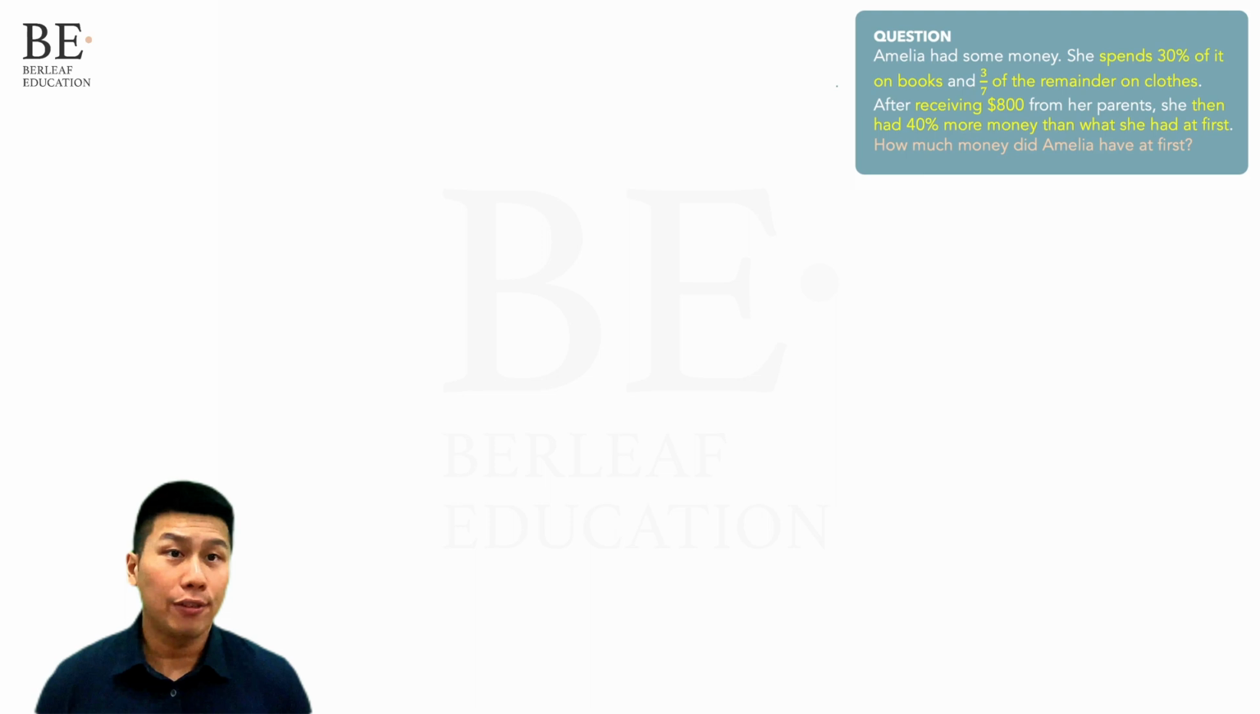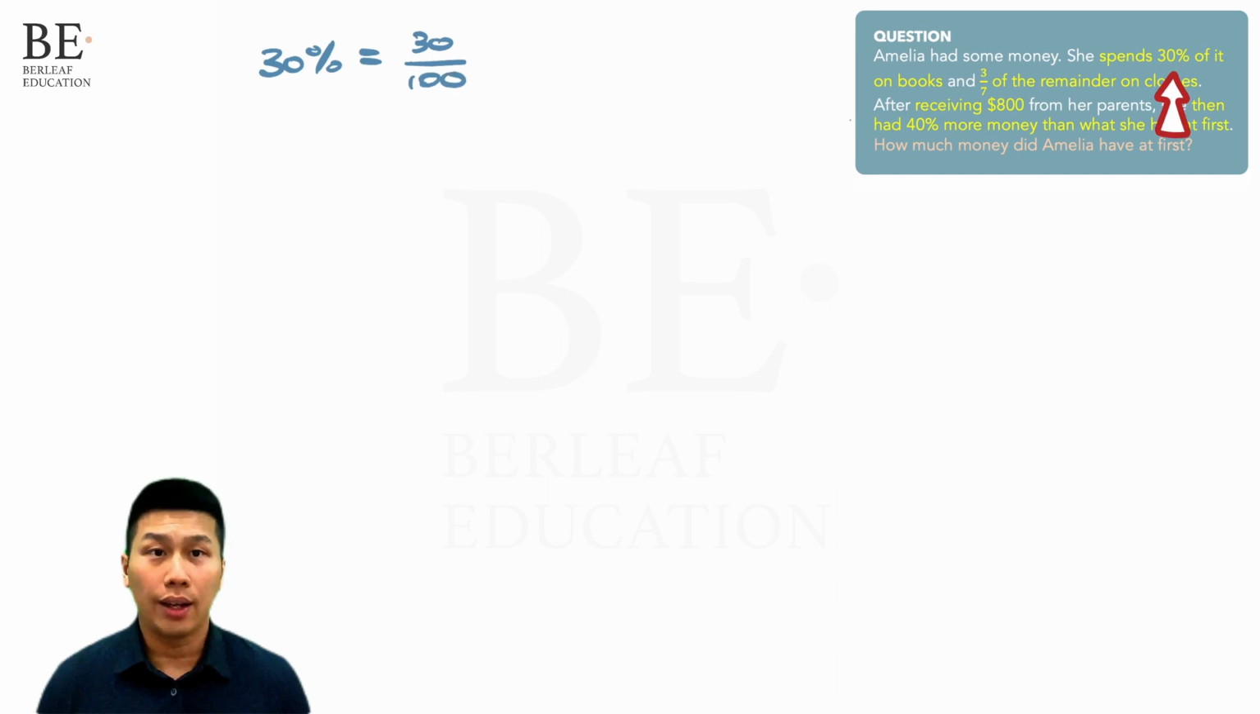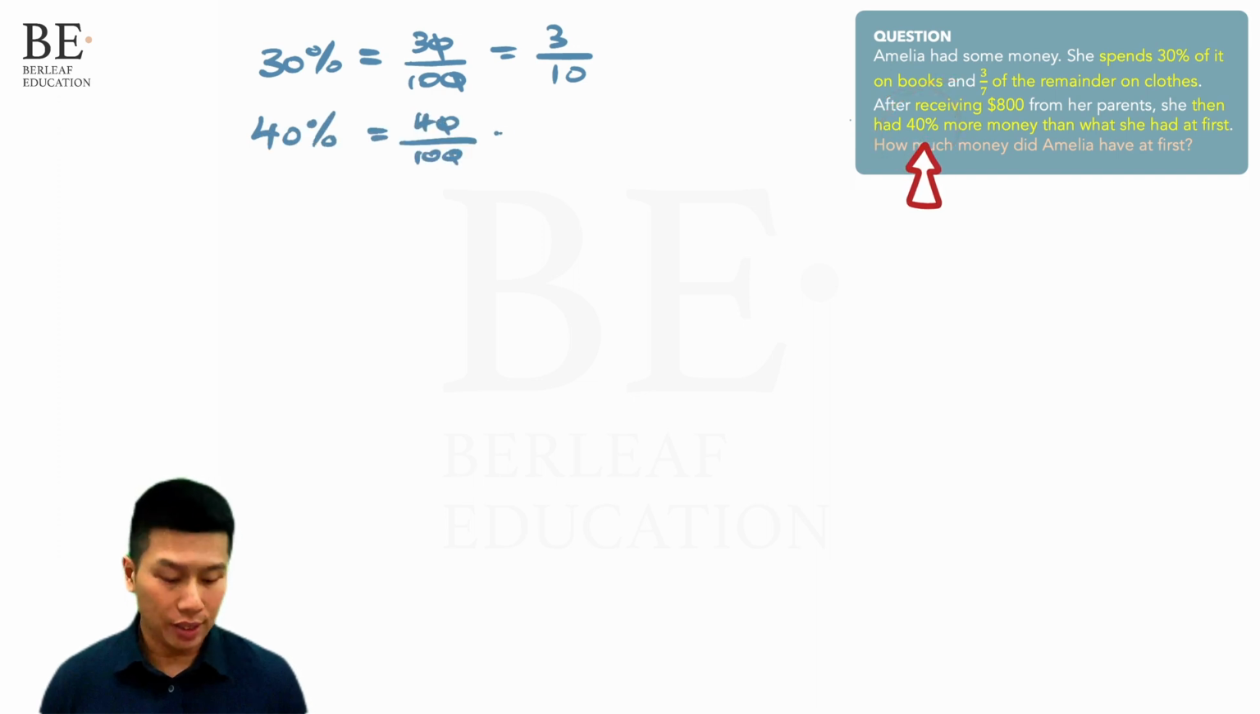We first have 30%, which is equivalent to 30 over 100, and simplifying it will give us 3 over 10. Next, we have 40%, which is 40 over 100, which gives us, upon simplifying, 2 over 5.